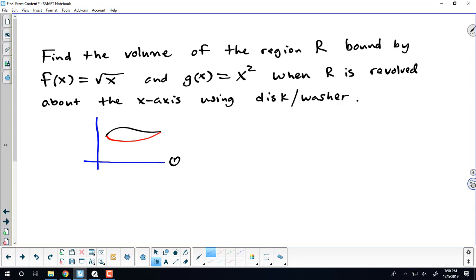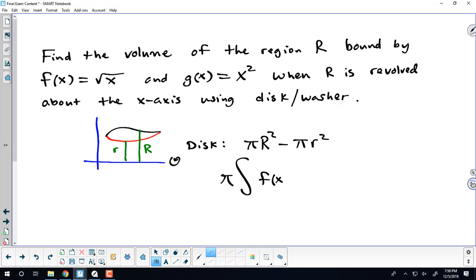revolved about the x-axis. You can draw generic things. This is your small r, this is your capital R, disk. However you want to write it out, I guess. And that translates to pi times the outer squared minus the inner squared. That's perfectly fine to have on your note card.